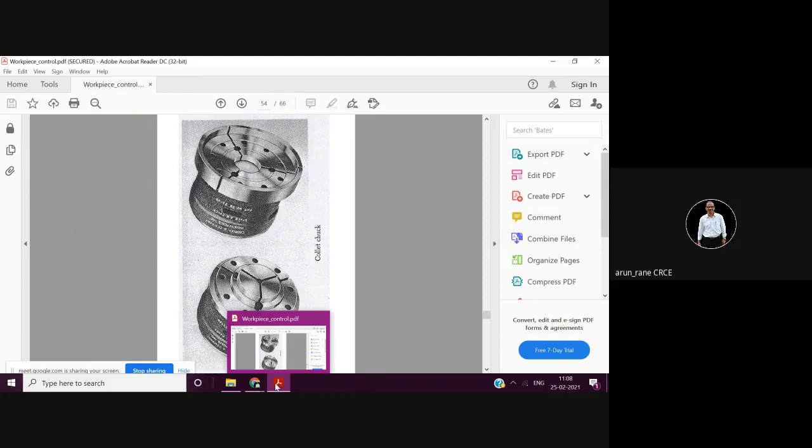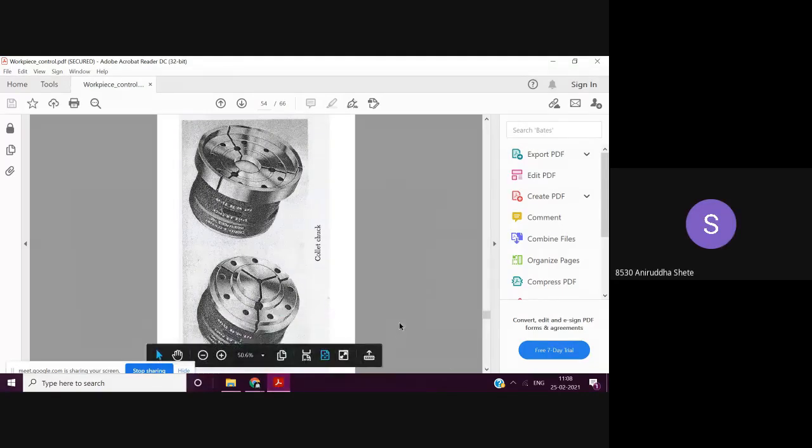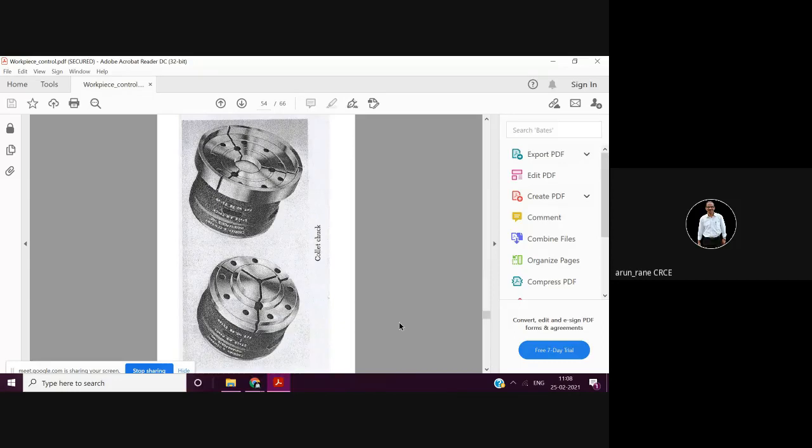We call it black bar and bright bar, so we order bright bar or bright flat, that is in bright condition. Sometimes they grind it and send it also. So if it is in bright condition, it can be clamped. The properties are different, yes, there is a variation. There is a change in the properties also because of hot rolling and cold rolling.